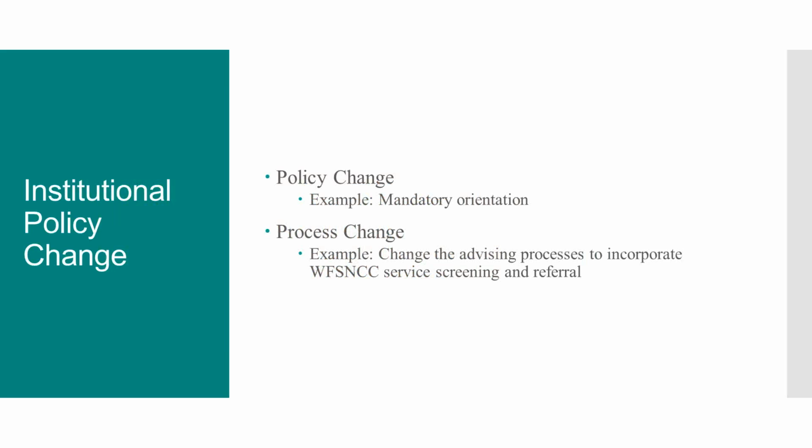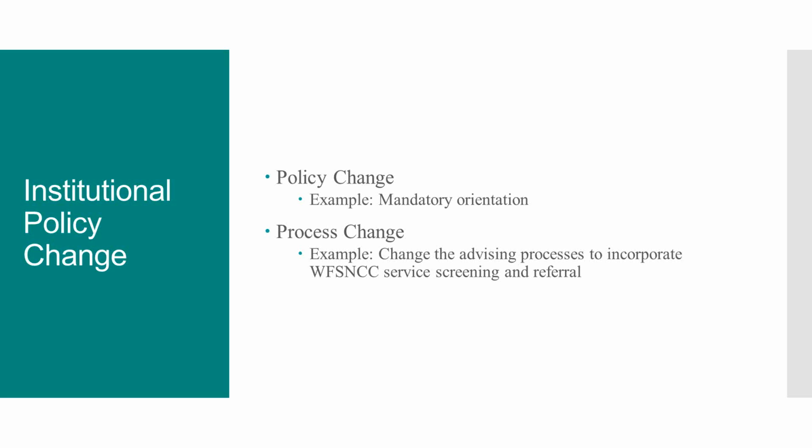So institutional policy changes, so policy and process change. I provided some examples. You want to think through policy and systems change that need to occur to support the implementation of your services and the subsequent scale. So perhaps your institution is planning on integrating benefits access data into your orientation.